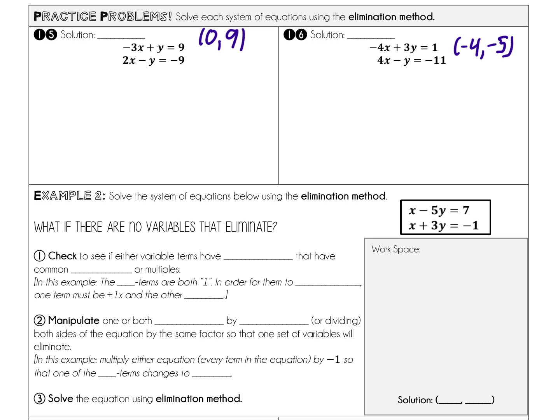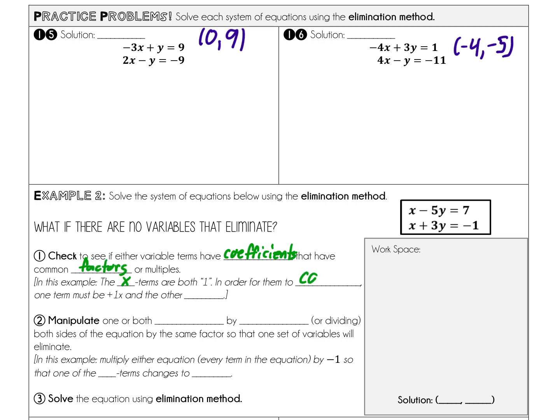x minus 5y equals 7 and x plus 3y equals negative 1. Notice how there are no variables that eliminate here. In a case like this, we first check to see if either variable term has coefficients that have common factors or multiples. In this example, the x terms are both 1.